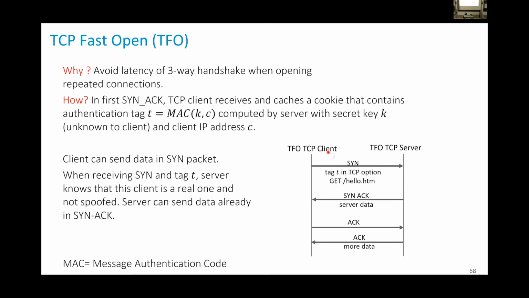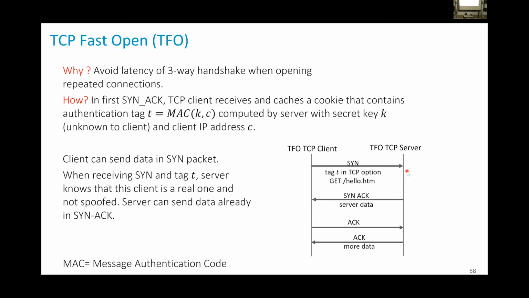So when this TCP client contacts this TCP server, in the first interaction, the server will send a cookie to this client here. And whenever this TCP client contacts the same TCP server for the second time, it will send a MAC, a message authentication code, of the secret server key that was sent previously, and the tag that was sent previously by the server here.